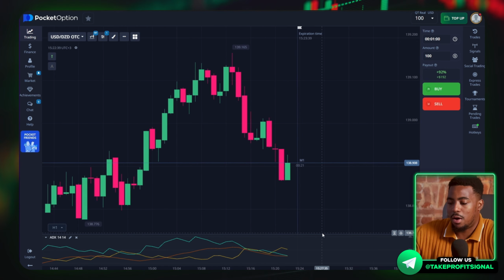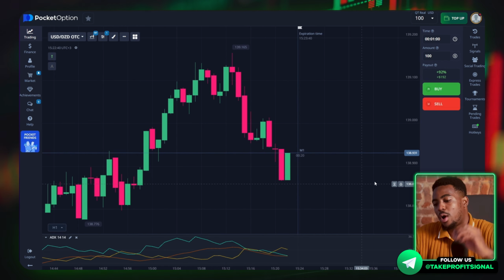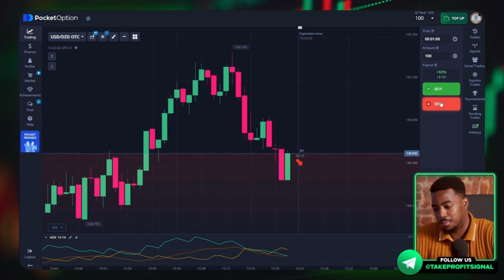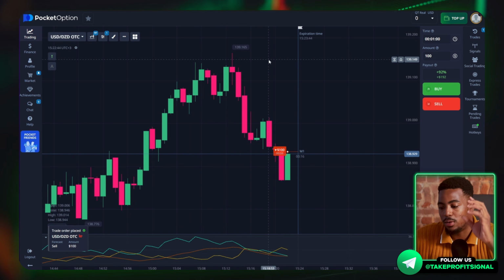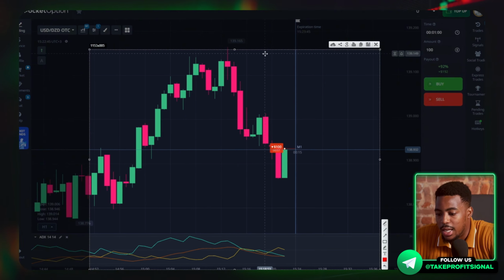So I've found the first interesting situation. So I'm going to open a short position. I immediately click on the button sell, and now we look at what we see on the chart.